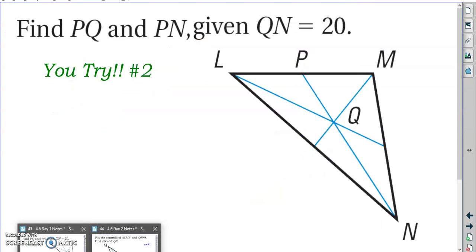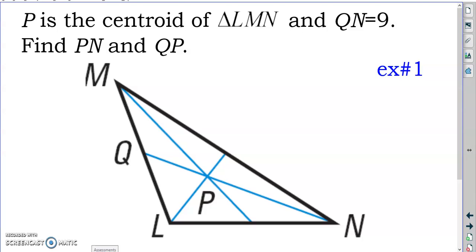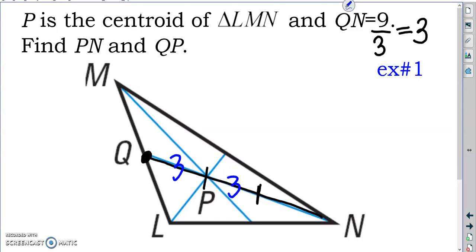I'm going to do a couple more examples. Okay, so QN is 9. So QN is the length of the entire median here, which means I can split it up into thirds. So 9 divided by 3 means that each third is 3 units long. So again, start at the midpoint. Midpoint to centroid is 1/3. Centroid to the vertex N is 2/3. So we're going to split that in half, which we just found that each third is 3 units long.